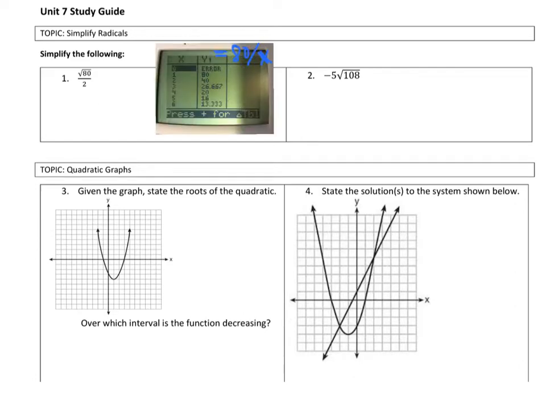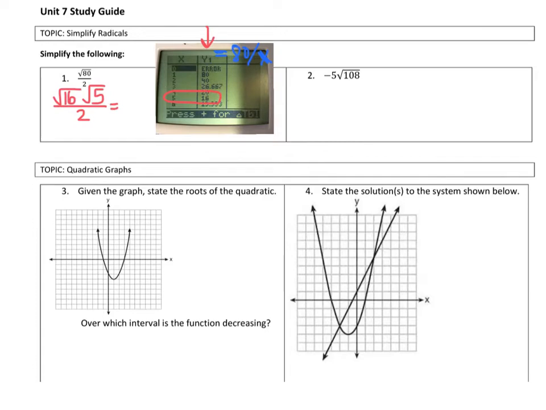Okay, so as you can see here, I typed y equals 80 divided by x into my y equals in my calculator, and I came up with a table of values. You can see here that what we're doing is looking in the y column for the largest perfect square. And I found that right here at 16, and so I broke up square root 80 into square root 16, square root 5, and then over 2.